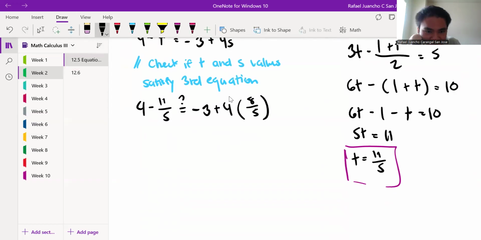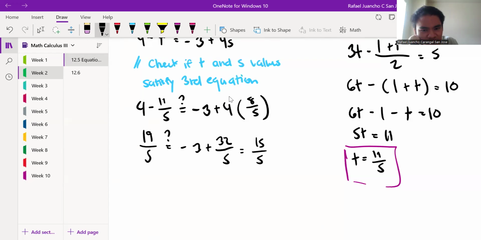Okay, let's just solve it. So it's 20 minus 11, over 5. I'm still going to put that question mark because I'm not sure. This is negative 15 plus 32 over 5, I believe. Let me use my calculator. 17/5.